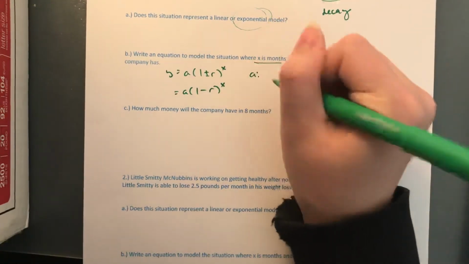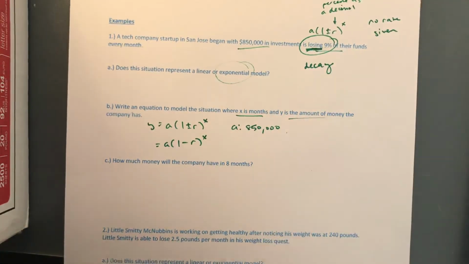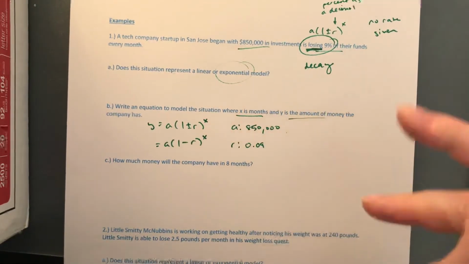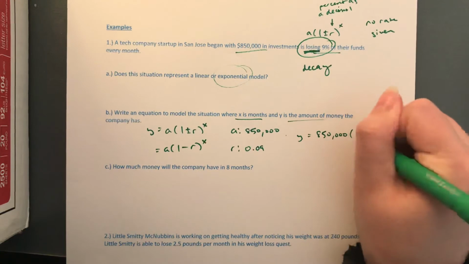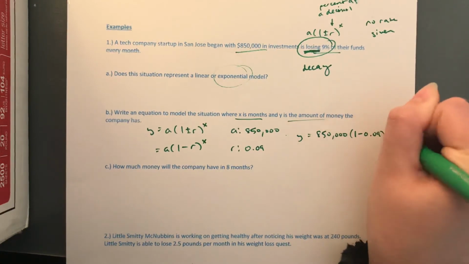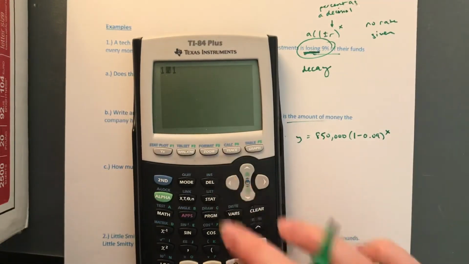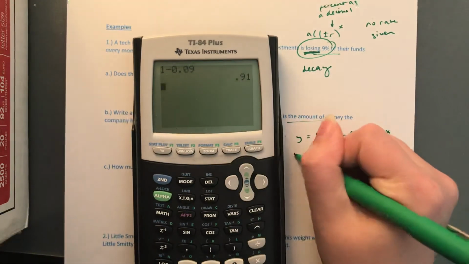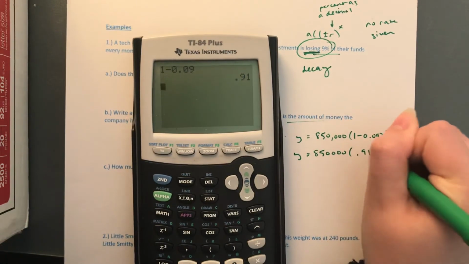So then our a value, their starting amount, was $850,000. So a is 850,000. And then r, if it's 9%, your decimal is 0.09. So our function would be y equals $850,000 times 1 minus 0.09 to the x. And I'm going to clean this up a little bit. 1 minus 0.09 is 0.91. So y equals 850,000 times 0.91 to the x.